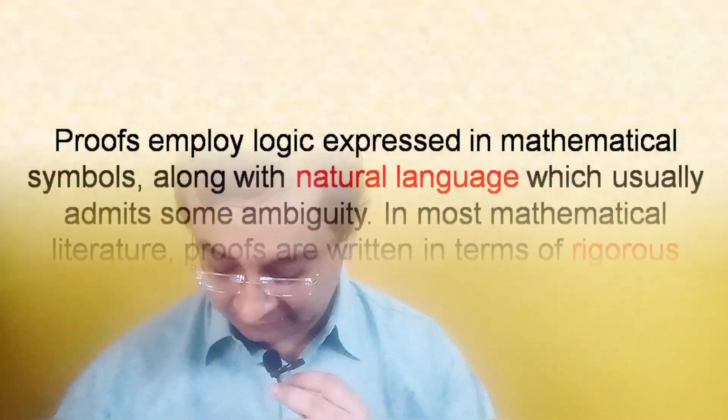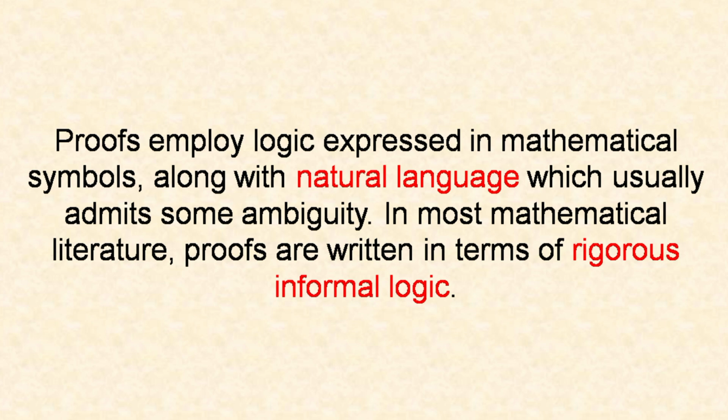Okay, right on your screen you will see there is another definition which is called: proofs employ logic expressed in mathematical symbols along with natural language, which usually admits some ambiguity. In most mathematical literature, proofs are written in terms of rigorous informal logic. So you see that when I was telling that my name is Shaunak, or this is a pen, for example, or this is a mobile, for example, there might be ambiguity, there might be references. So this is a mobile, another mobile is also a mobile. So we need to prove that this mobile is something which carries maybe ABCD features.